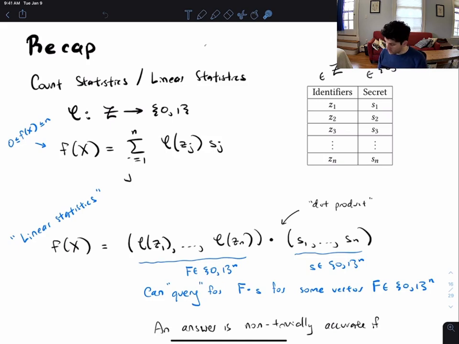Okay, and it looks like it got cut off at the bottom of the slide, but just remember that we're going to talk about reconstruction from noisy answers to these queries. And so an answer is accurate to a non-trivial degree if the error is much, much less than n. But we'd, of course, like answers where the error is not just less than n, but very small, like on the order of 1, let's say.